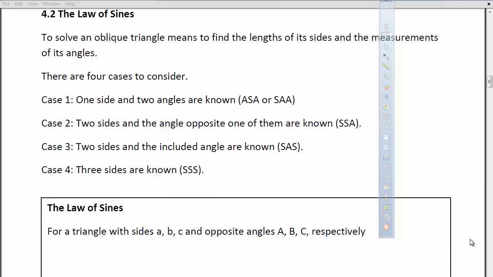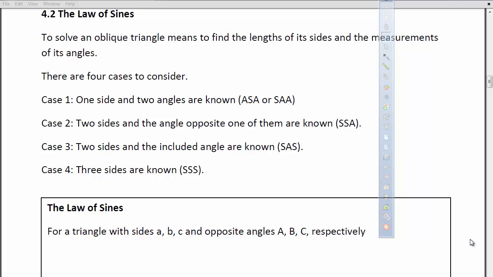Okay, the law of sines. That's what we're talking about today. We're still trying to solve triangles, and in the first section, we were focusing on the right triangles, but now we can no longer assume that we have a right triangle. Okay, we're looking at everything else.